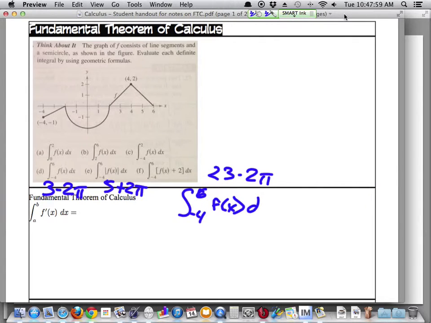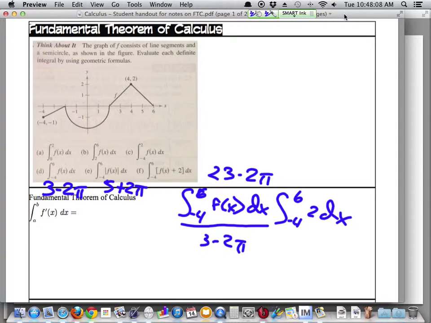So then you do 10 times 2. I already know this right here is 3 minus 2 pi. And this over here, the other day we learned how to integrate a constant. And how do we integrate a constant? Subtract it, figure out how far it is here, and that is 10. Multiply by that, which gives me 20. Add that together, we end up with 23 minus 2 pi. Everybody okay with that?